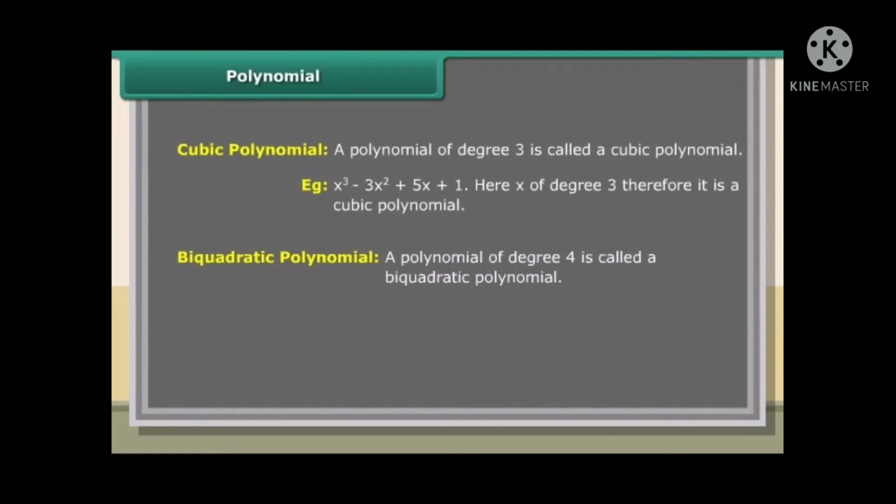Biquadratic polynomial. A polynomial of degree 4 is called a biquadratic polynomial. Example, 2 minus 5x plus x square minus 8x raised to the power 4. Here x is of degree 4, so it is a biquadratic polynomial.